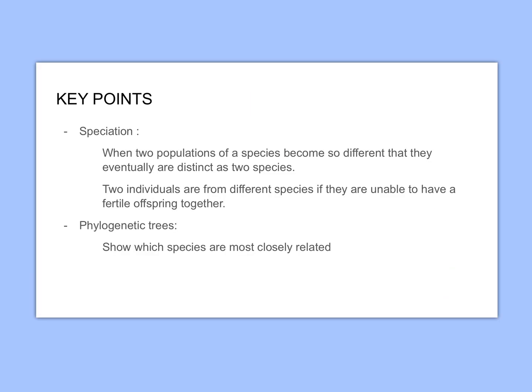All right, so key points. Speciation is when two populations of a species become so different that they are eventually distinct as two species. That happens when they can no longer have fertile offspring together, and phylogenetic trees show which species are most closely related.